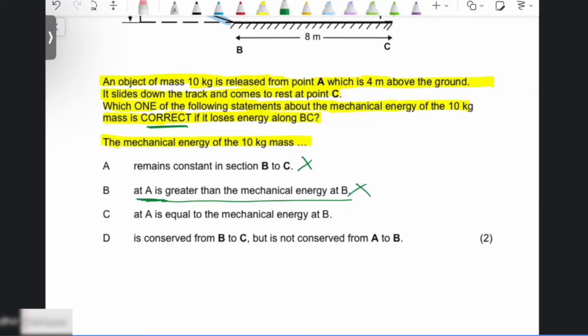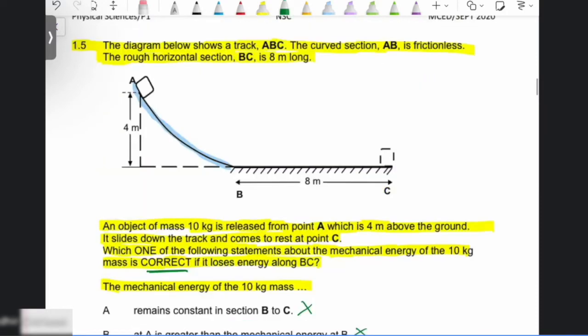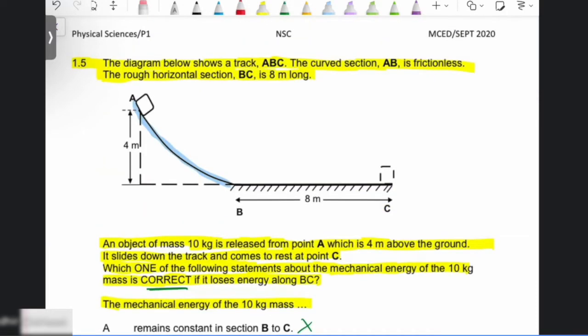So here, let's go and see what C's option is. C's option says that mechanical energy at A is equal to the mechanical energy at B. Yes, that's definite. So our mechanical energy at this point must be equal to the mechanical energy at that point, because there's no friction acting on this piece. So mechanical energy must remain constant from A to B, guys.